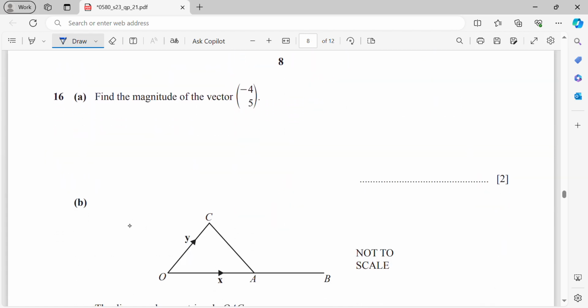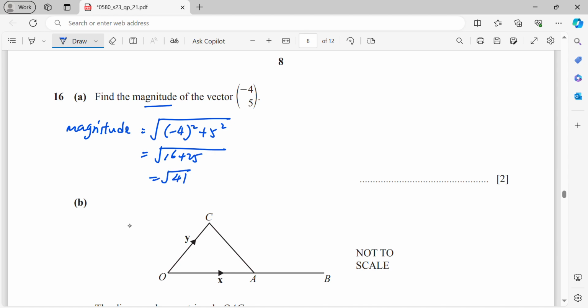Okay, question 16, find the magnitude of the vector (minus 4, 5). For the magnitude of a vector, the calculation is simple. That is the square root of minus 4 squared plus 5 squared. So minus 4 squared is 16, 16 plus 25, then you will get square root of 41. Now you can leave your answer in decimal. That is 6.40, which is 3 significant figures.